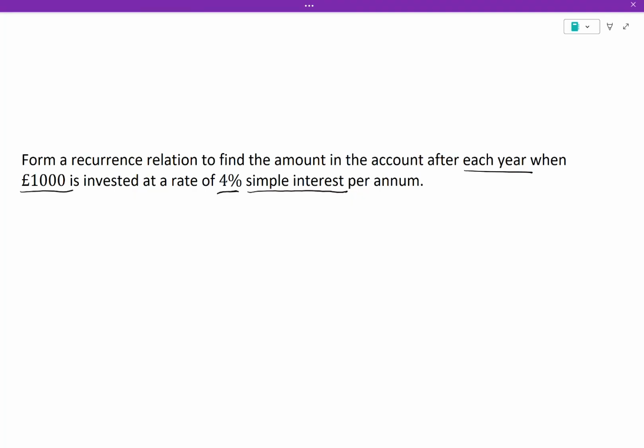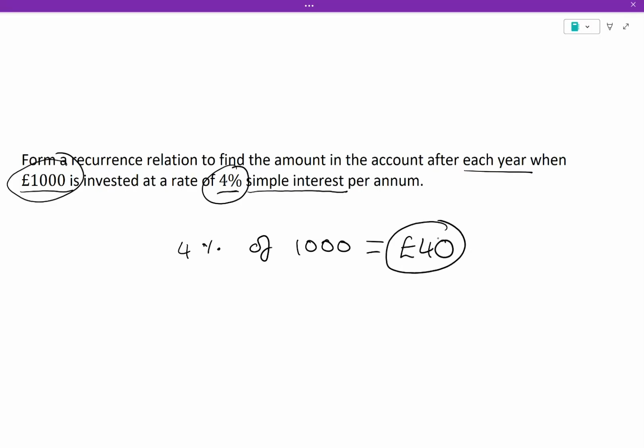So I'm just going to remind you, how does simple interest work? Well, the idea is you would calculate 4% of £1,000. So 4% of 1,000, which would be £40. And then that is how much you were going to earn every year. So that would be the interest every year. Simple interest does not care about how much is in your account at the end of each given year. It's all about the starting amount. Every year we're going to earn £40.